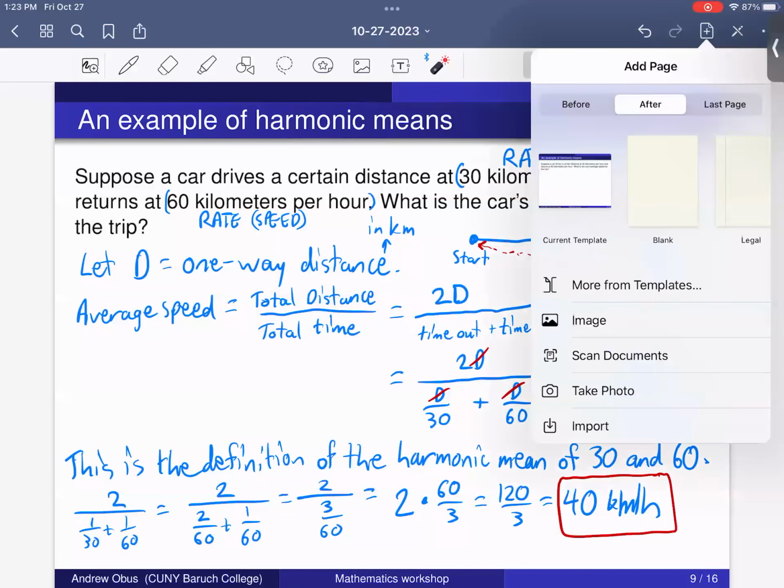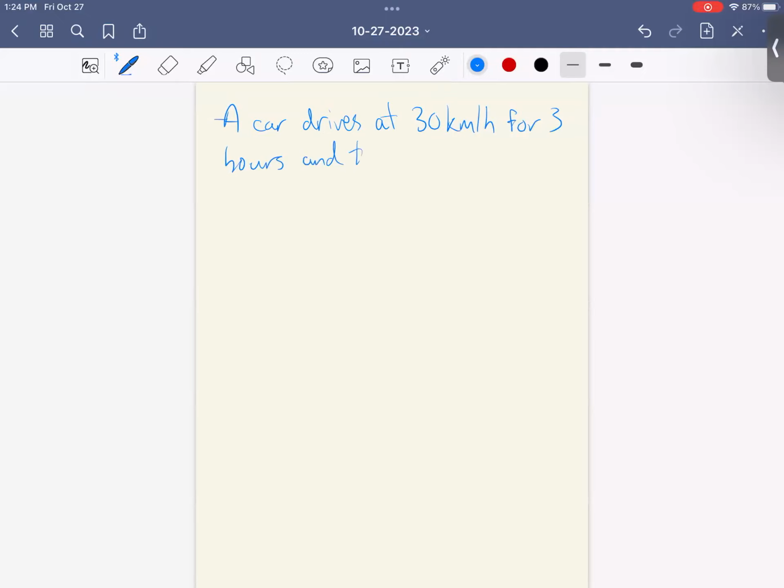So yeah, this is good. Let me give another problem. This is a good question from Kaifala. So let's say a car drives at 30 kilometers per hour for 3 hours, and then 60 kilometers per hour for 2 hours. What is its average speed?